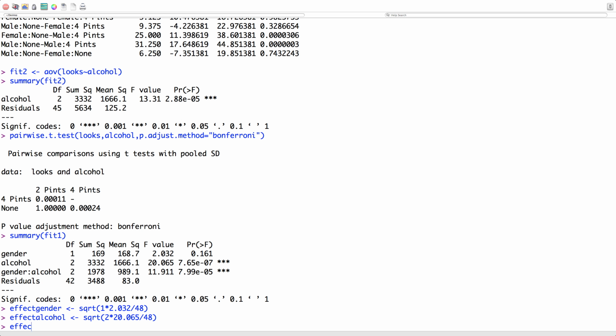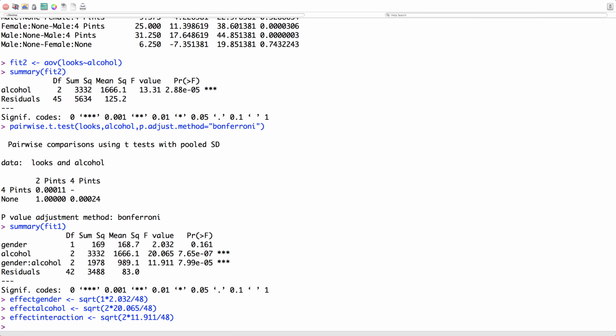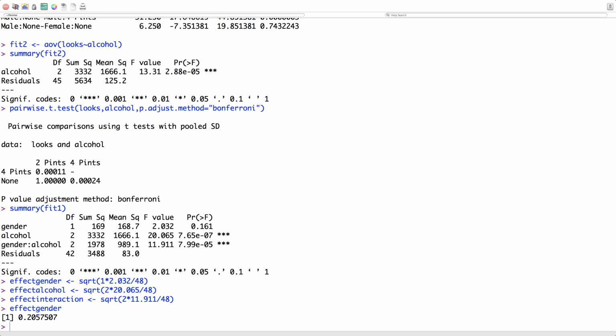And the effect for the interaction is the square root of 2 times 11.911 divided by 48. Alright, so the effect for gender is 0.20. And I forget the threshold on this, but we can go look it up.